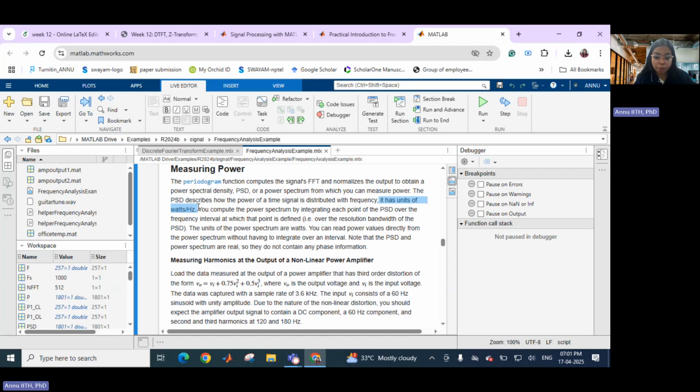You compute the power spectrum by integrating each point of the PSD over the frequency interval at which that point is defined, that is, over the resolution bandwidth of the PSD.